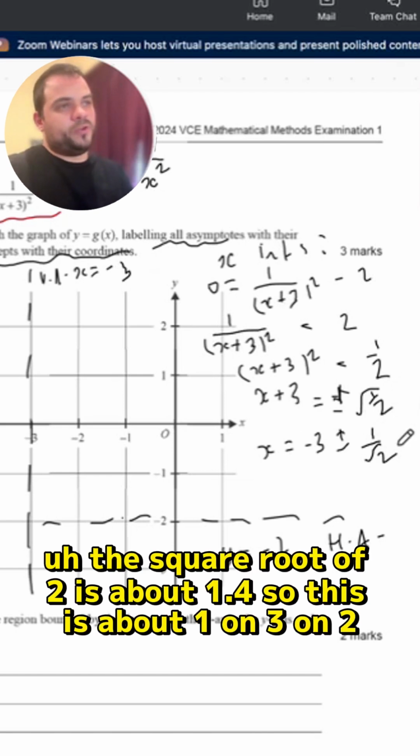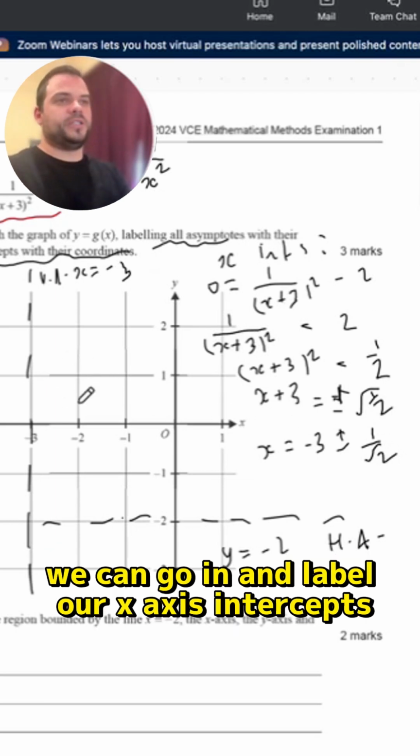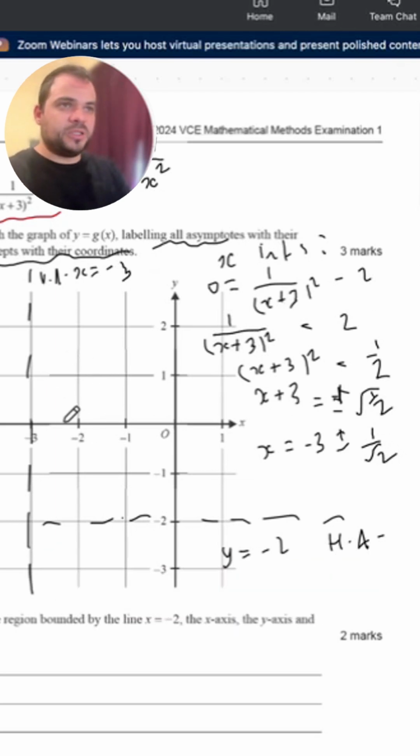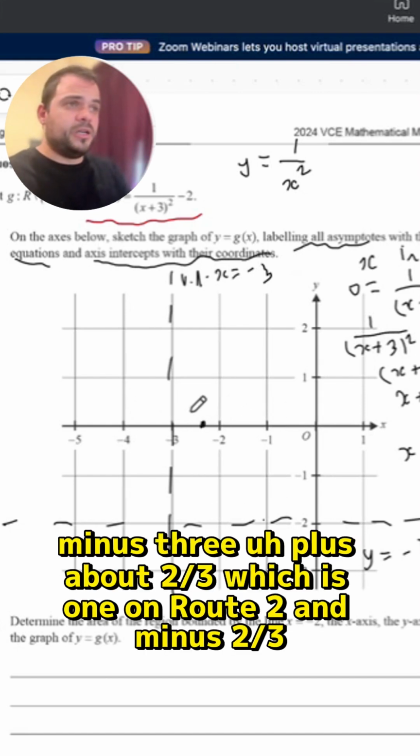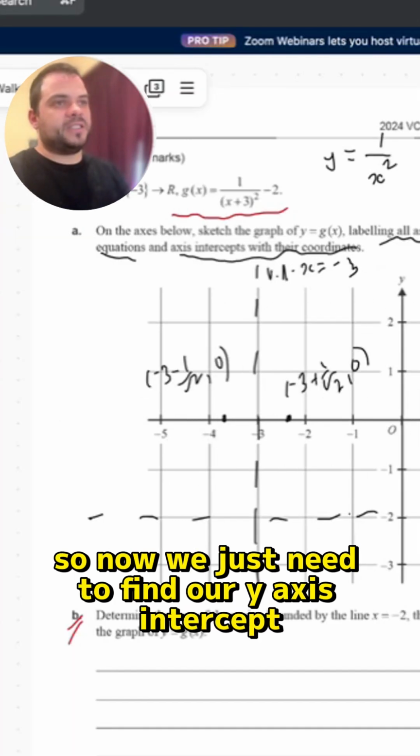The square root of 2 is about 1.4, so this is about 2/3. We can go in and label our x-axis intercepts. They'll be about there: -3 plus about 2/3, which is 1 on root 2, and -3 minus 2/3. So now we just need to find our y-axis intercept.